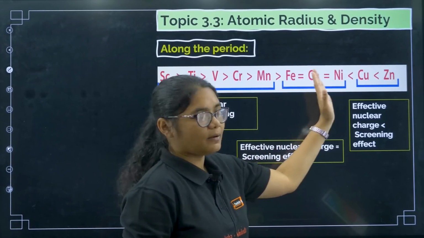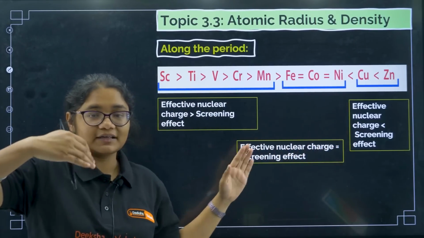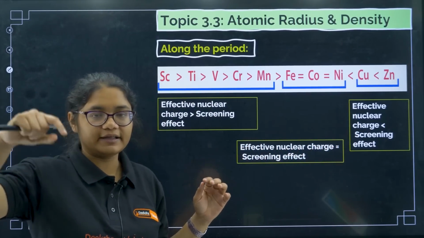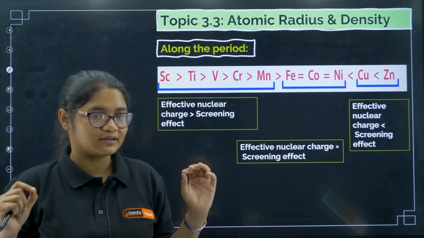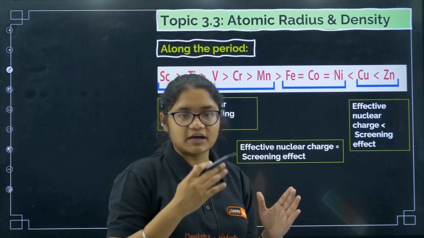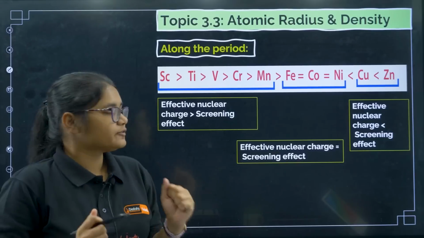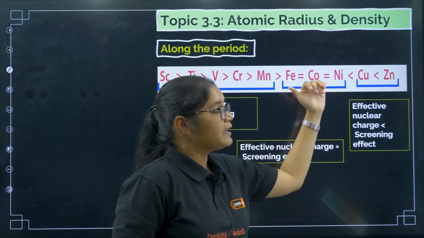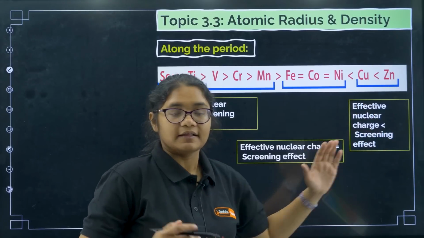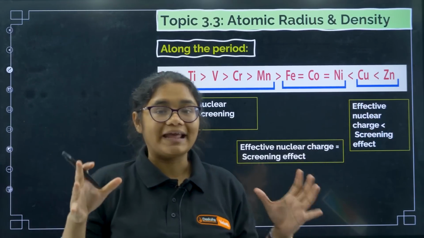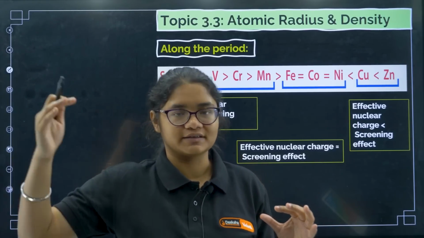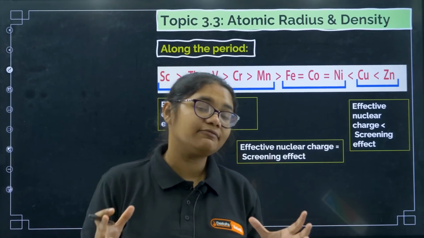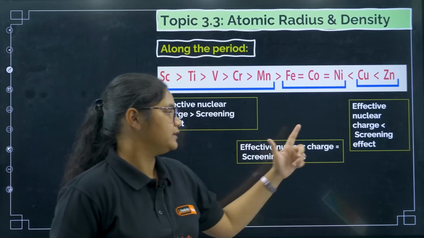When you reach iron, cobalt and nickel, the D orbitals are now filling, and the D electrons are putting a screening effect. Because of this screening effect and the effective nuclear charge, it is almost balanced, so the size remains constant. When you move towards copper and zinc, the D electrons are now D10 electrons. They will shield the nuclear charge completely from reaching the last electron. So the shielding effect is more dominant, and the size will increase here.